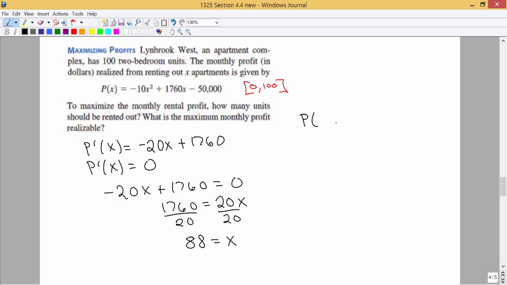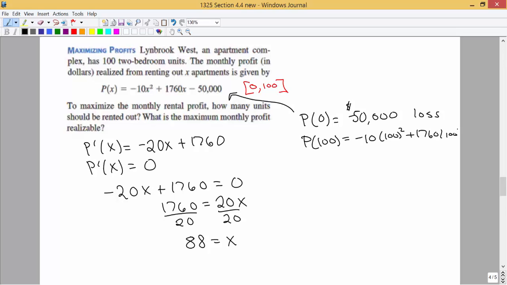Alright, now we want to find out which one of these values gives the maximum profit. So we're going to evaluate at the endpoints. So what if we rent out no apartments? Then if we put this into the original profit function, we would end up losing $50,000. So that's a loss. What if we rent out all 100 apartments? So that would be negative 10 times 100 squared plus 1760 times 100 minus 50,000.